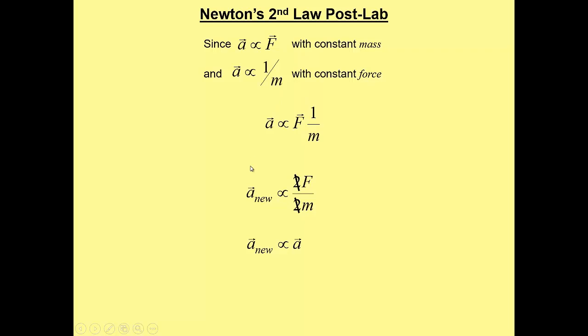And if this is freaking you out a bit, we did this back in the area lab to come up with 1/2 base times height. For the area of a triangle, we multiplied the base and the height together. So this is something you're going to see a couple other times this year, whenever we do these multivariable labs.